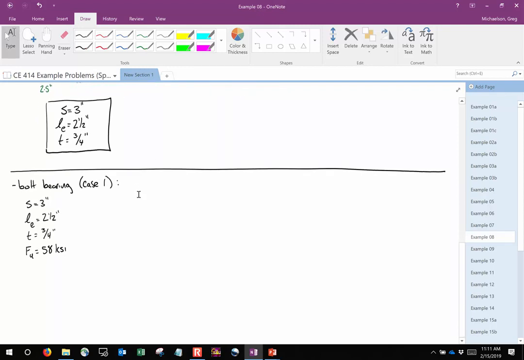So let me show you how this works. The first thing that we need to do is compute our clear distances. We have two clear distances that we're going to compute, a clear distance for the edge bolts and a clear distance for the interior bolts. So let's do that one at a time. We have the clear distance for the edge bolts. The way that we're going to compute that is we're going to take the edge distance minus half of a hole diameter.